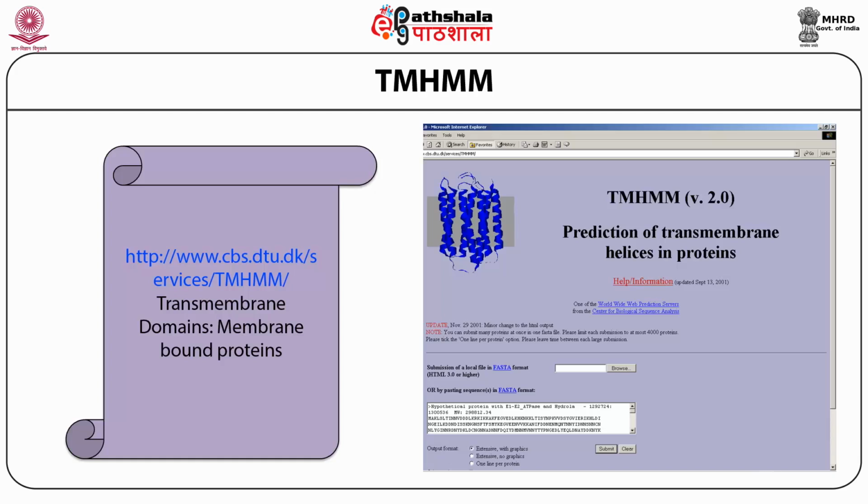The propensity of a sequence to form a helix can be predicted by using a hidden Markov model. You can see here in a box, if you simply put in your protein sequence and submit, it will give you the output of how many helices are present and where they are located in the sequence.